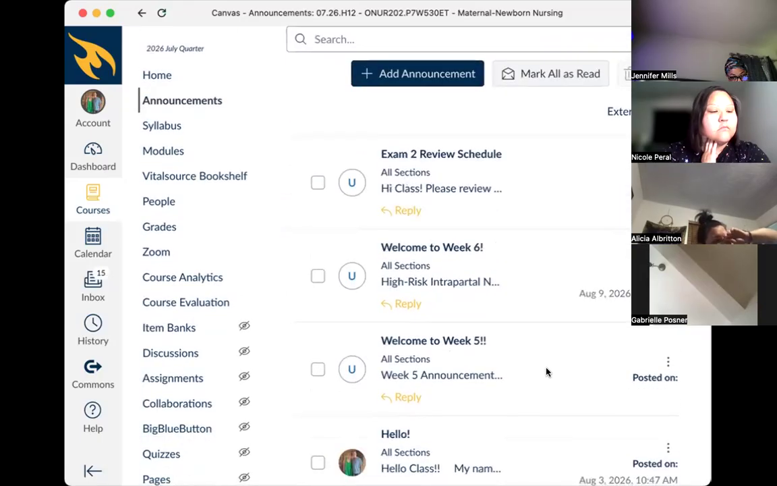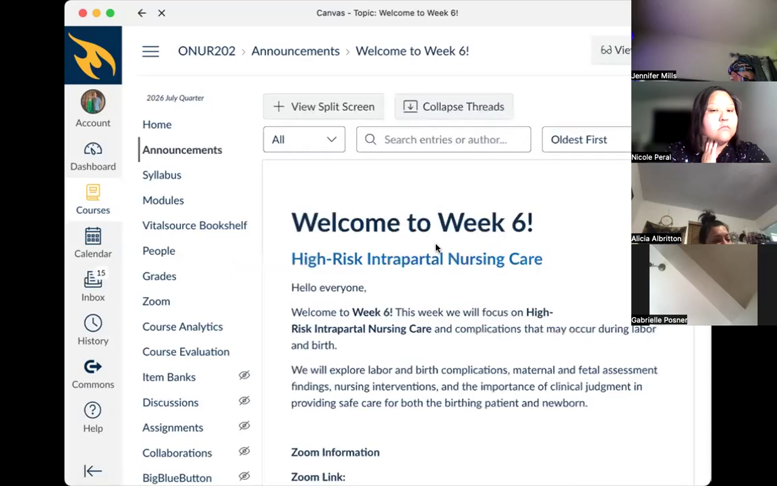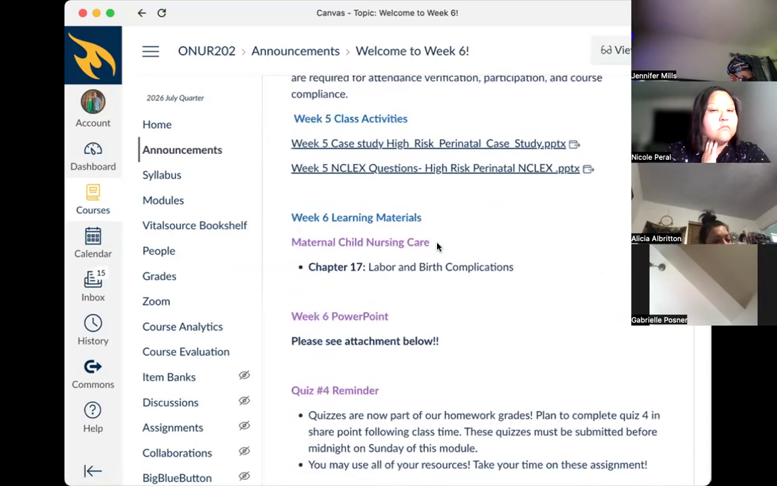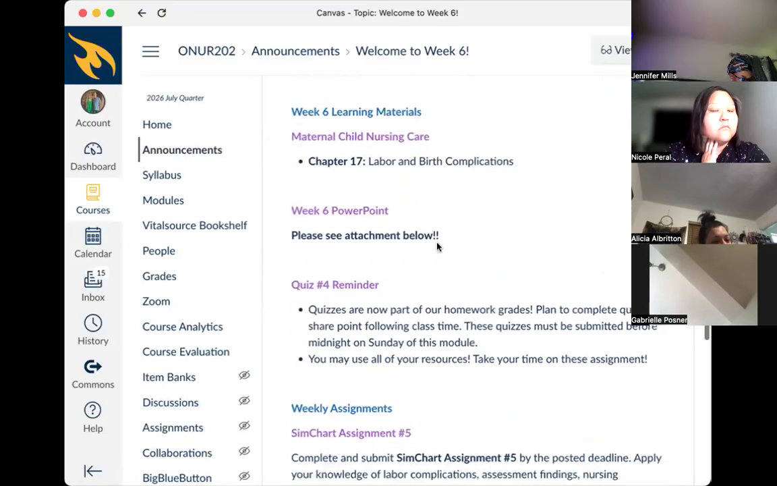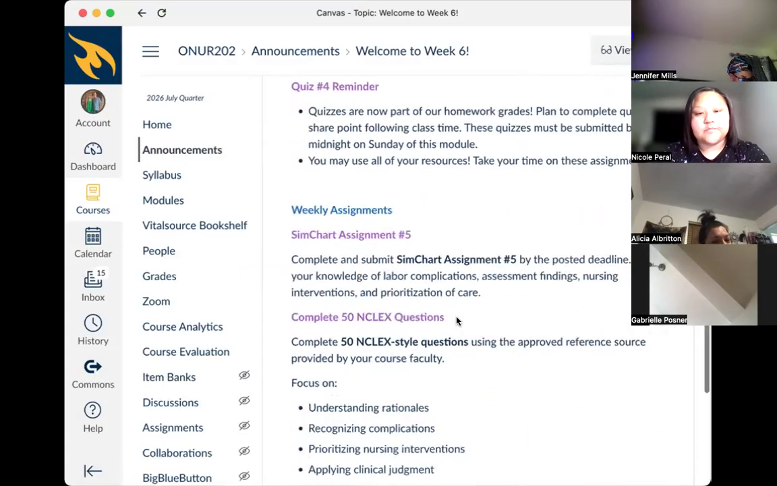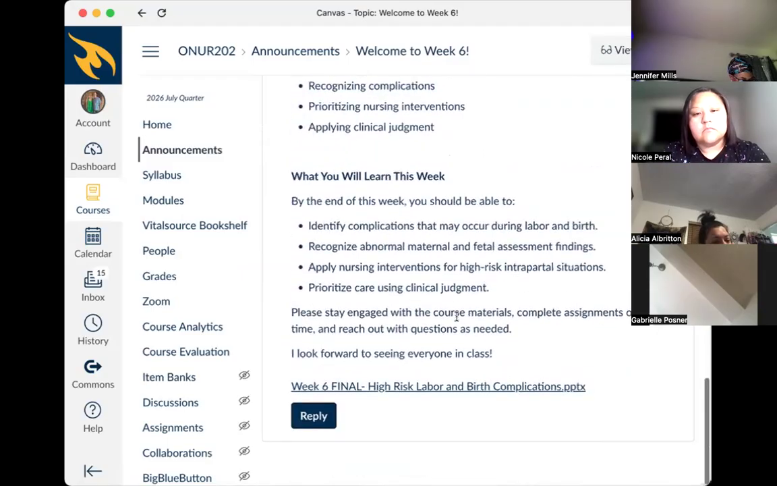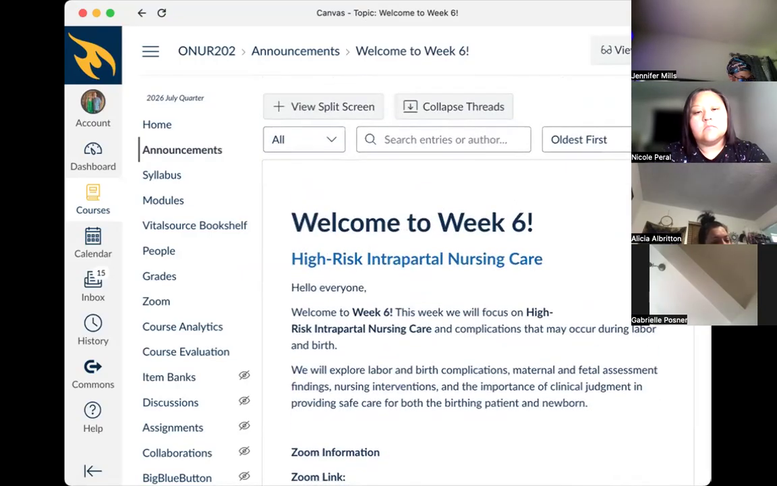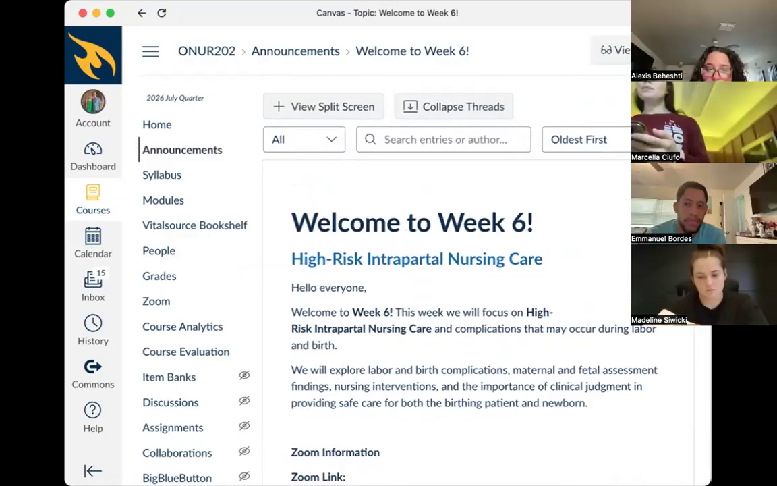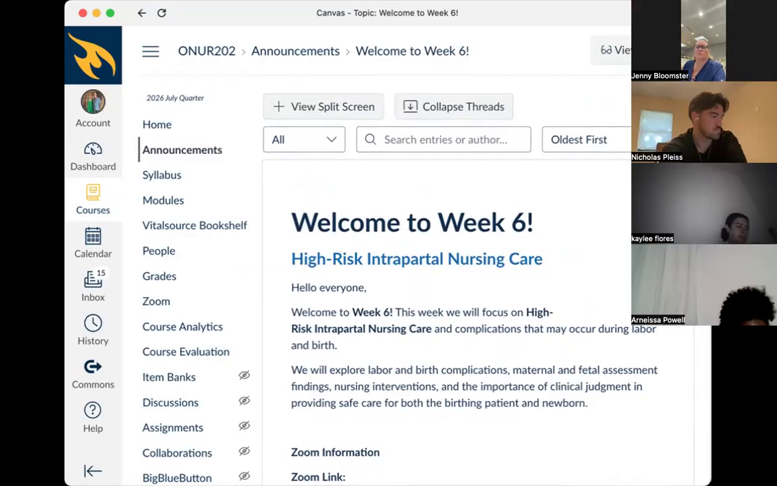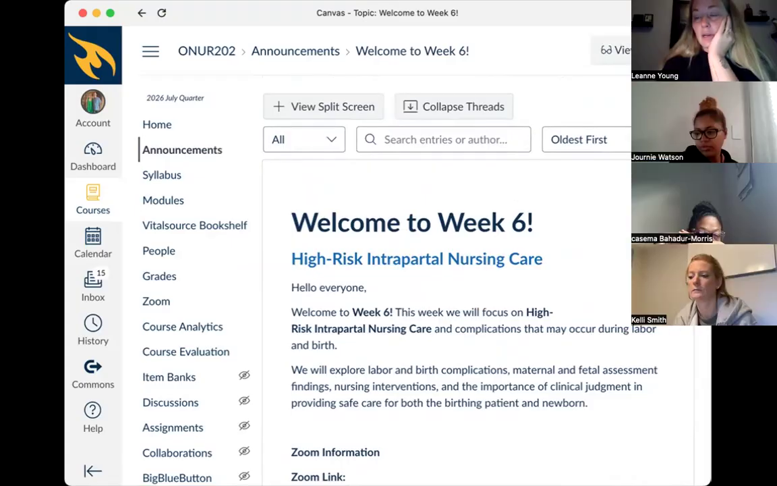Going into this week's announcement, it's formatted the same as last week. You have my Zoom link, what we're reading this week, and reminders about the quiz, your sim chart assignment, as well as the NCLEX assignment. At the bottom is the PowerPoint that we are going to be lecturing on this week. So I think that's really all I wanted to go through on Canvas. Does anyone have questions about homework, the grades that are already in, exam 2, anything like that?